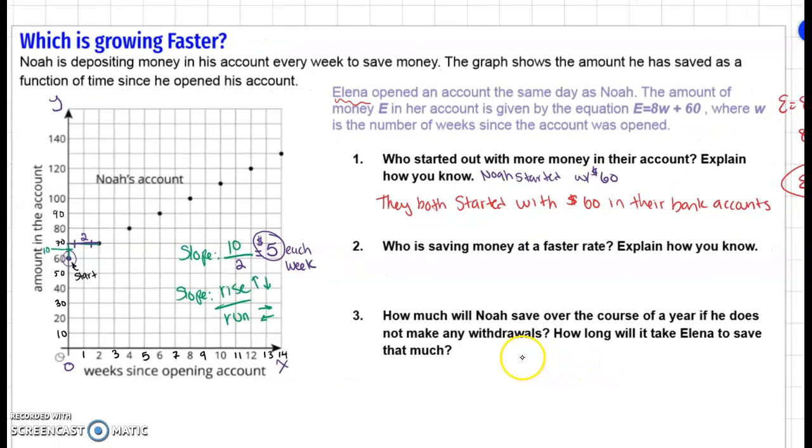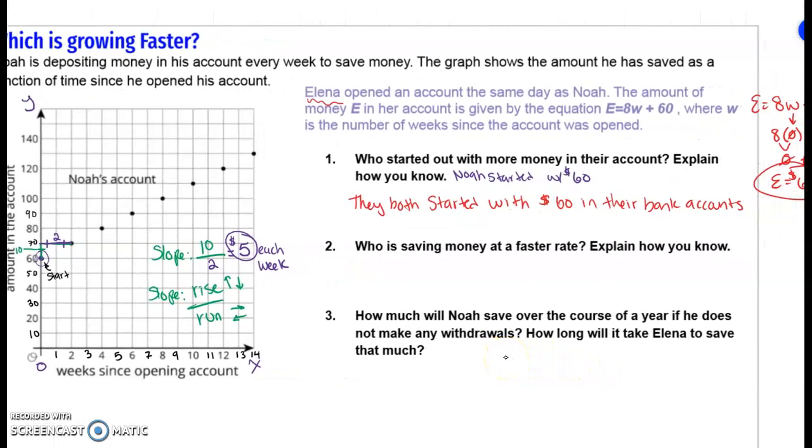So let's figure out what Elena is saving by. Well, she actually got the equation here. We actually know what her equation is. 8W plus 60. Well, her slope, which is, remember, attached to whatever letter we're dealing with. So this is our slope, meaning Elena's slope is going to be 8. So she's earning $8 a week.